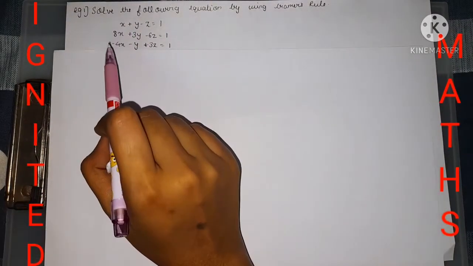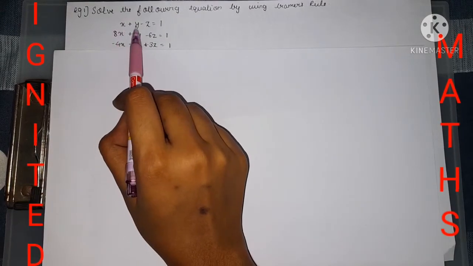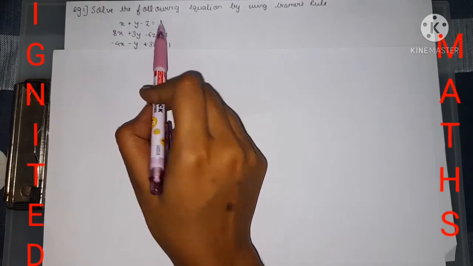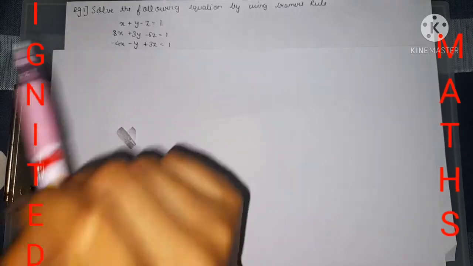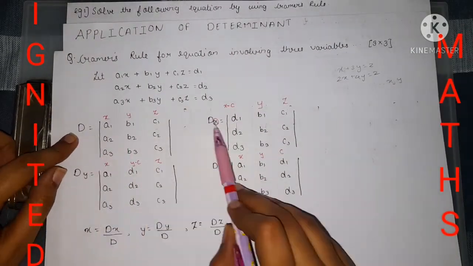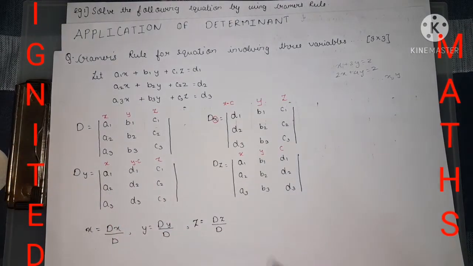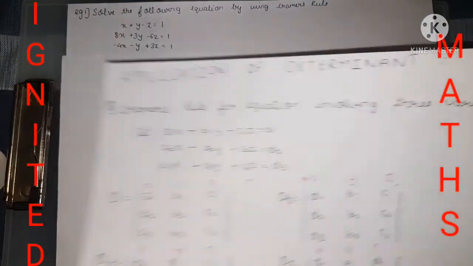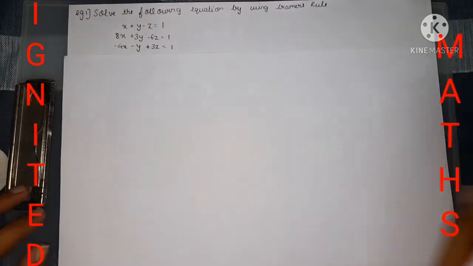Now the linear equations are given: the x term, y term, z term, and the constant term also. So the first step we need to do is create the terms d, dx, dy, dz, one by one. First let's start with the d related sum.